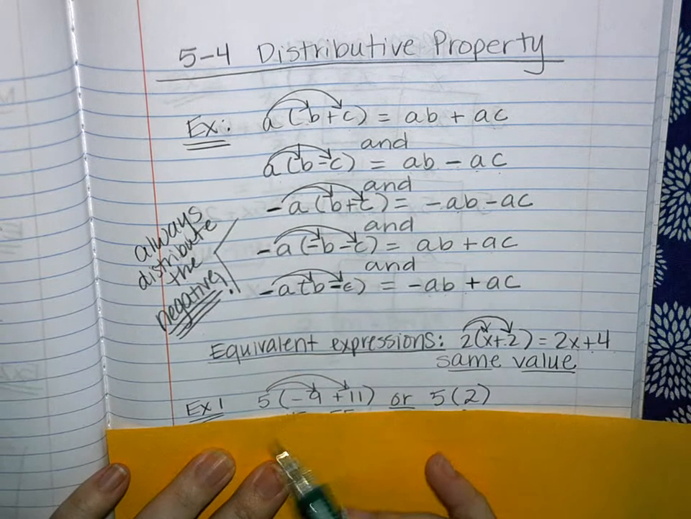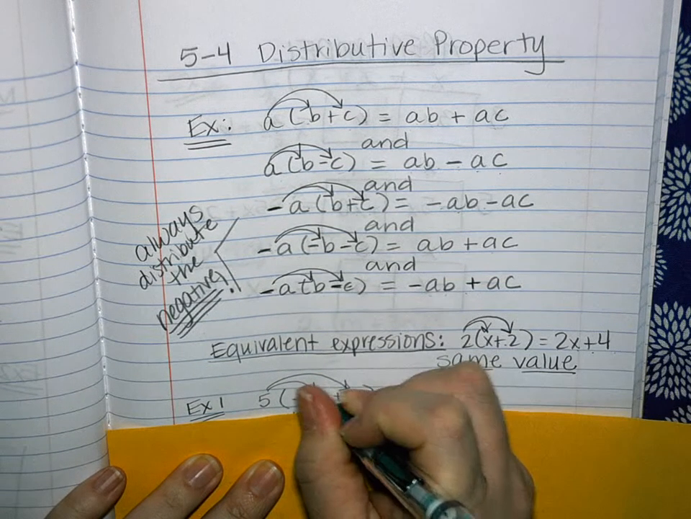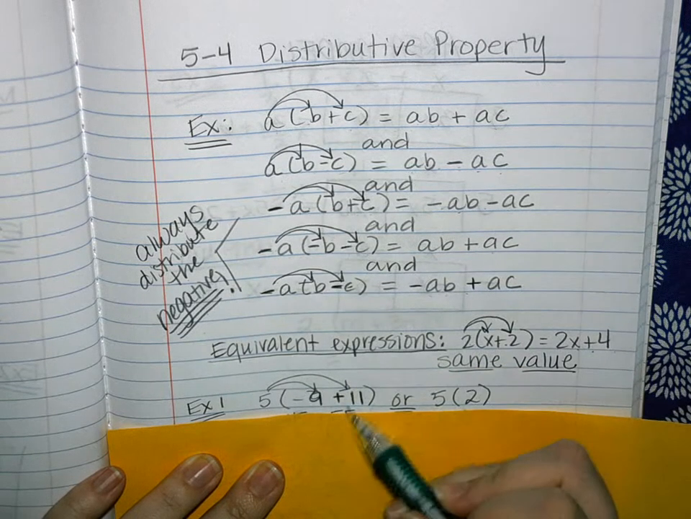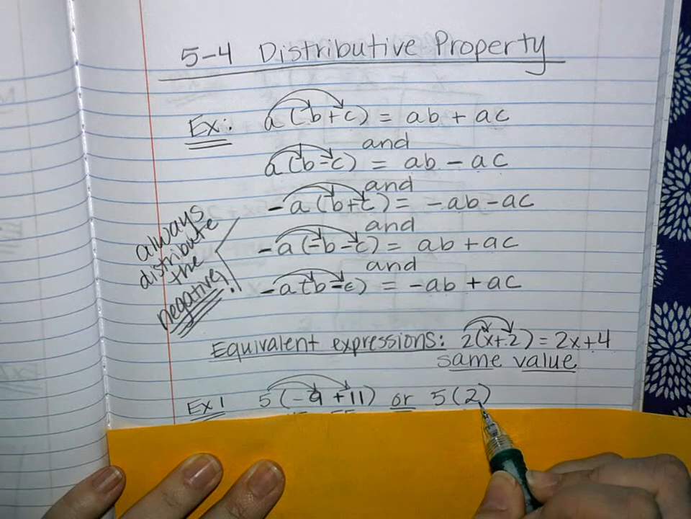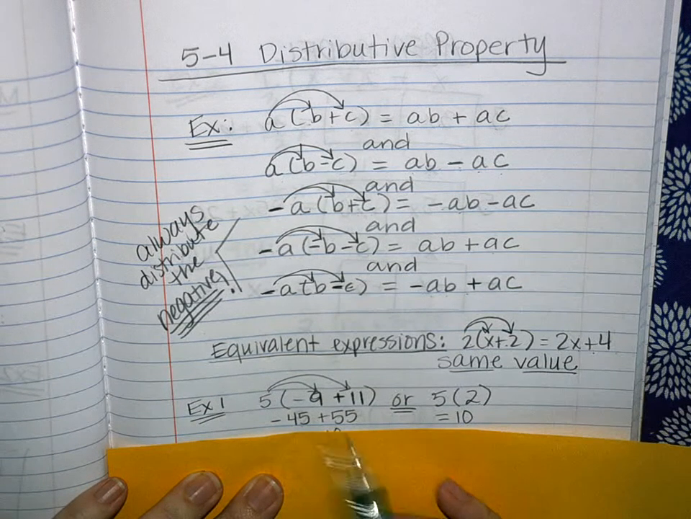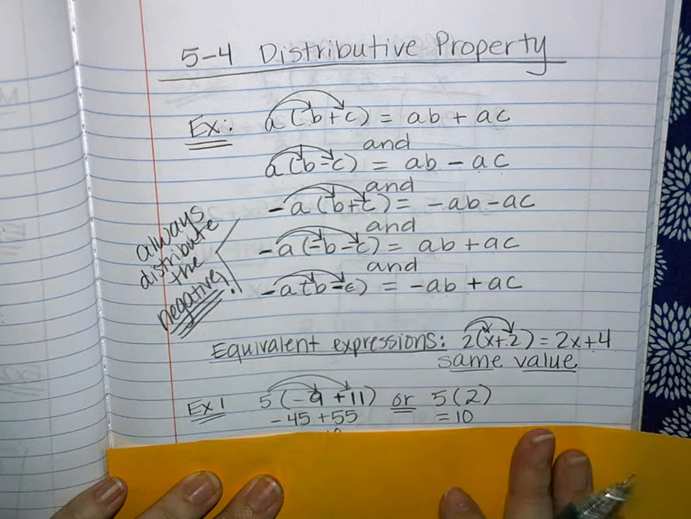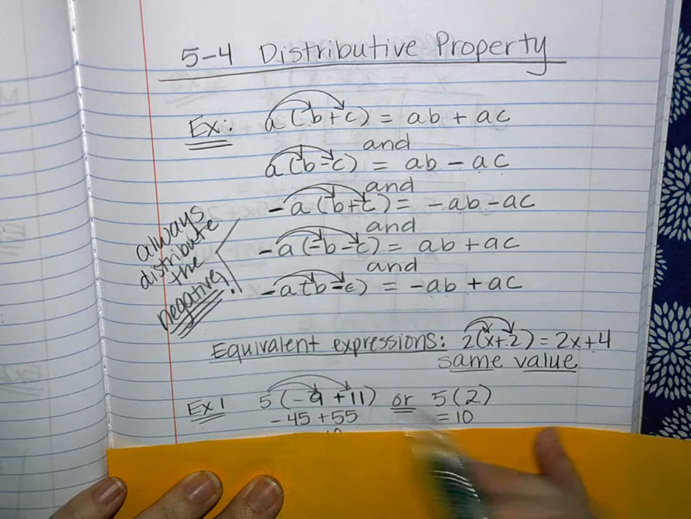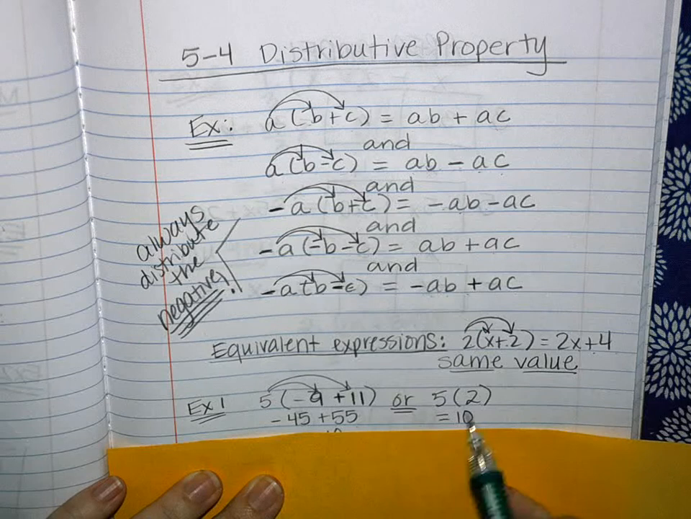So if you had a problem like this one, example 1, you have 5 times negative 9 plus 11. You could distribute it, or you could just go, what's 11 minus 9? 2, right? Either way, you're going to get the same answer. This one would be negative 45 plus 55, and this one would just be 10. The second way is a lot easier. But I do this to show you that they will be equivalent, right? Whether you distribute or if you combine your numbers first and multiply, you get the same exact answer.